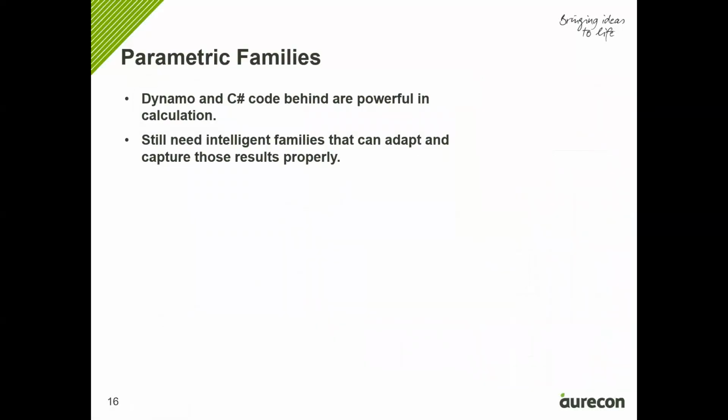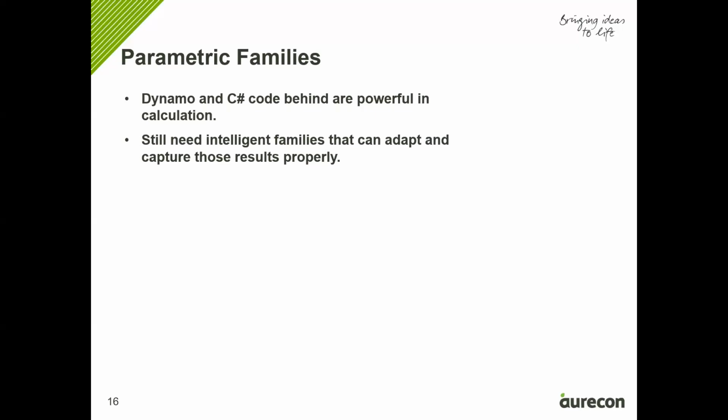So to me, the Dynamo is strong, it's powerful. People say a lot about Dynamo, but the family is also very important. If you don't have a family that is intelligent enough to capture the result calculated from Dynamo, then you wouldn't do that properly. So in this case, I think the family plays a really important role, 50-50. Dynamo does 50% of the work, and the family does the other 50%.